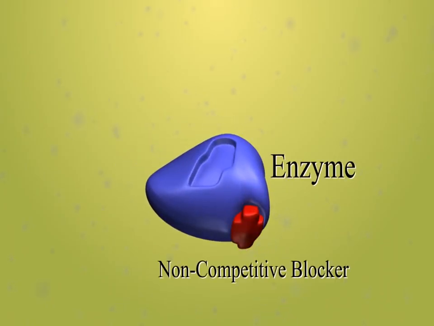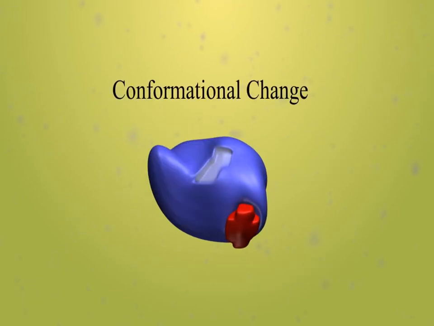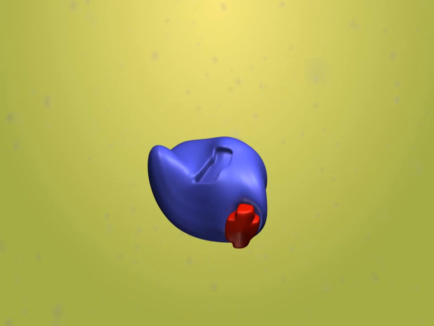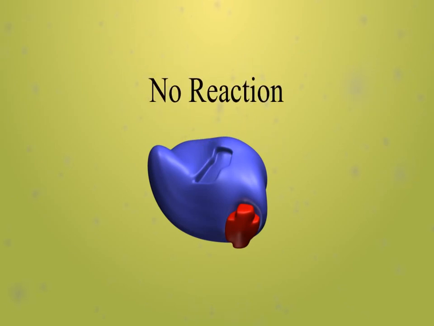Non-competitive enzyme inhibition involves the binding of a blocker to the enzyme away from the active site. This binding causes a conformational change in the enzyme, altering the shape of the active site, which prevents the substrate from binding. No reaction will occur as long as the non-competitive blocker is bound to the enzyme.